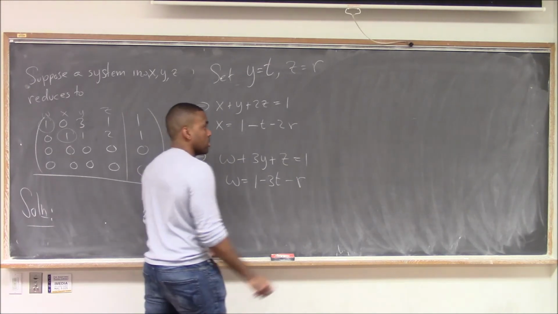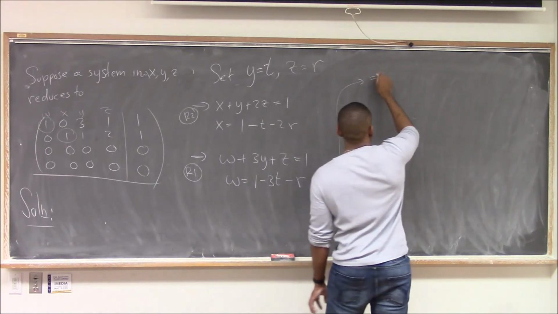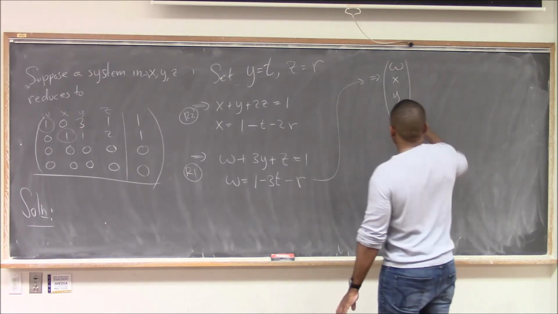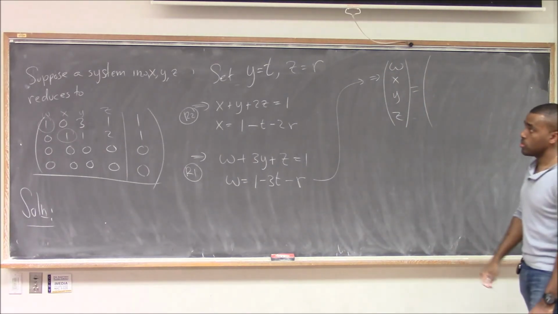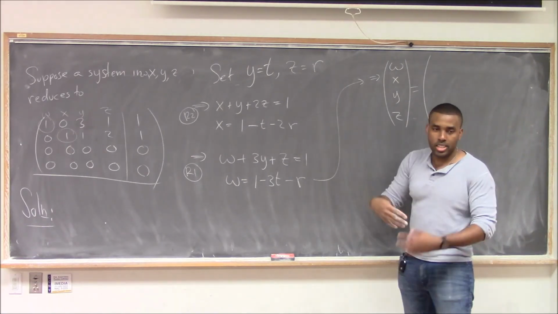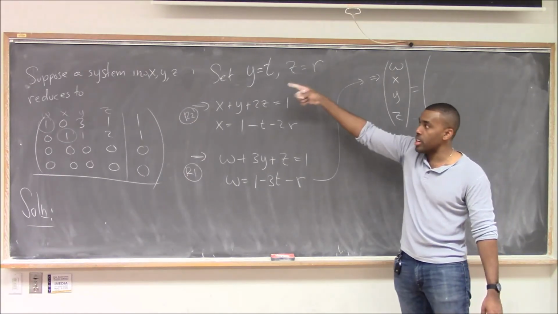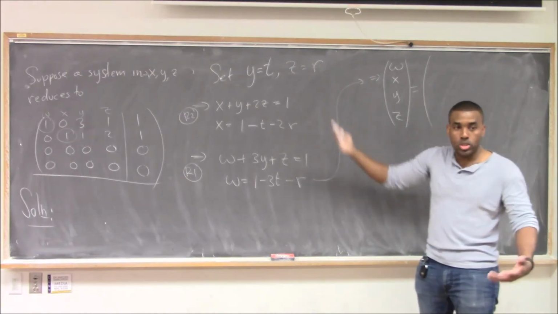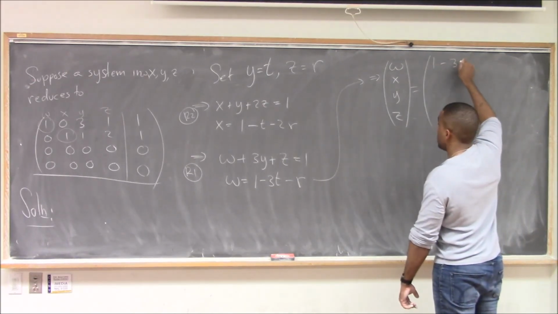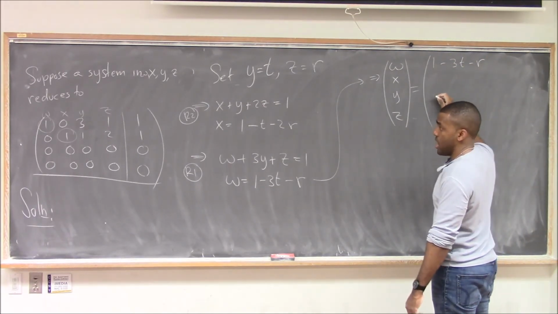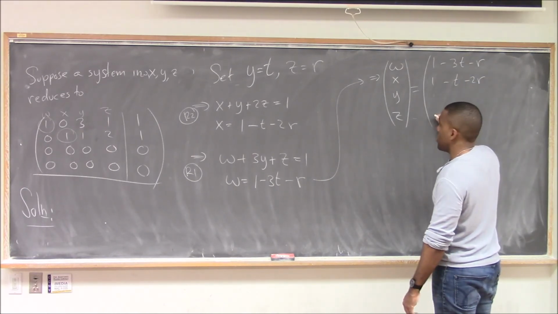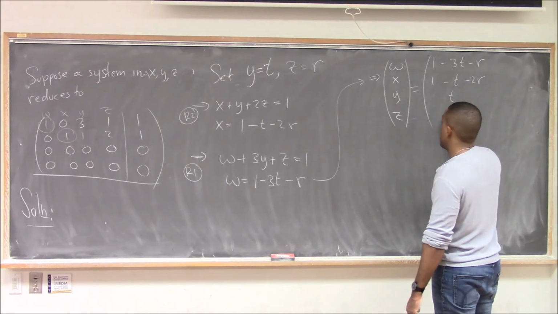Professor, you are not defining T and R, they don't have any value, right? They can be any value. They're variables because they can literally take on any value. Any real number you plug in will solve the system. And so in this case, my W is 1 minus 3T minus R. My X would be 1 minus T minus 2R. My Y would be T, and my Z would be R.